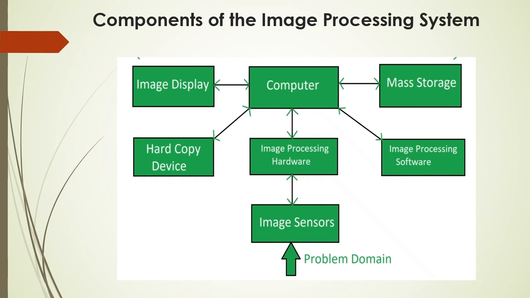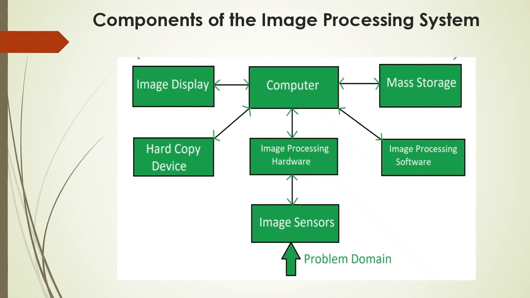Okay, the next one, for example, the network can also be one of the components of the image processing system, because it is going to have the entire connection of all the above elements of the image processing system. Okay, so how are we going to start? The first thing, the image sensor is going to sense the intensity or amplitude or coordinates of the images, and then it is going to be passed to the image processing hardware. Okay, right? So here the image sensor is included in the problem domain.